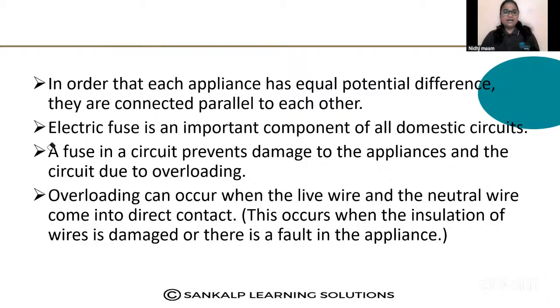See here, a fuse in a circuit prevents damage to the appliances and the circuit due to overloading. So what is the application, or what is the use of a fuse?